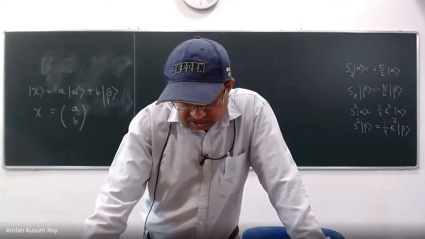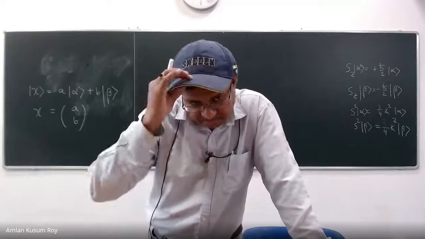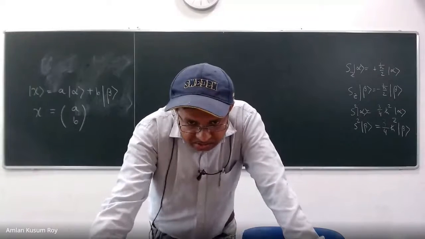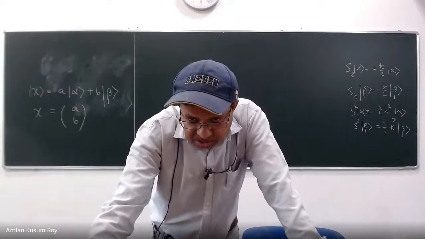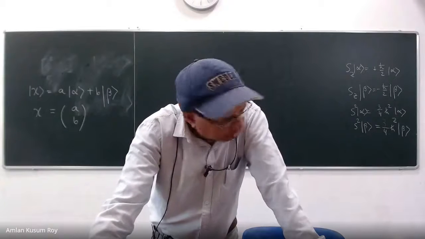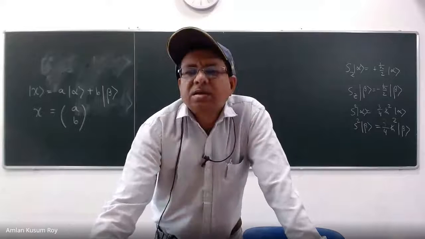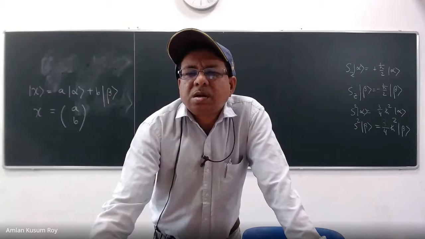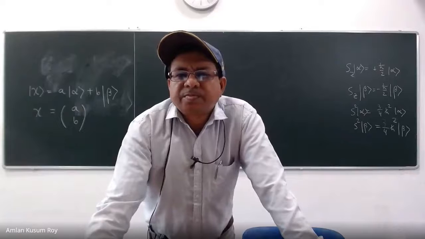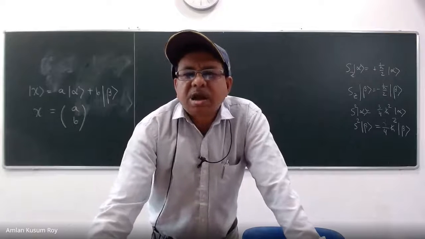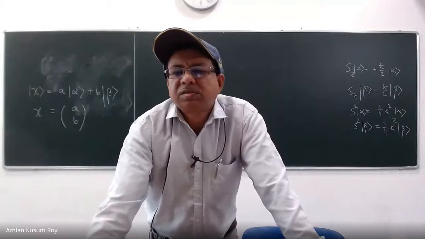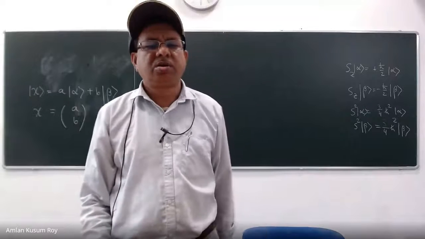It is time to understand the basics, not the high-fi stuff. Where is alpha? How is alpha written? Who can say? Please write. Ashish, can you write? Sir, alpha will be column matrix 1 0 and beta will be column matrix 0 1.